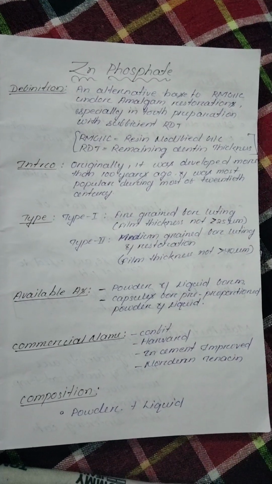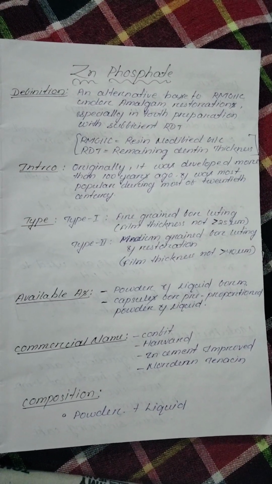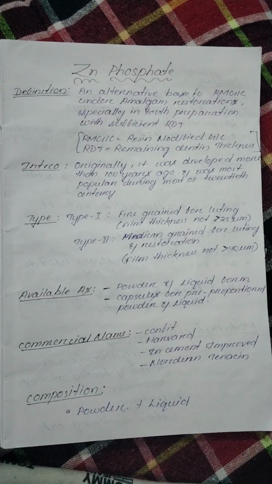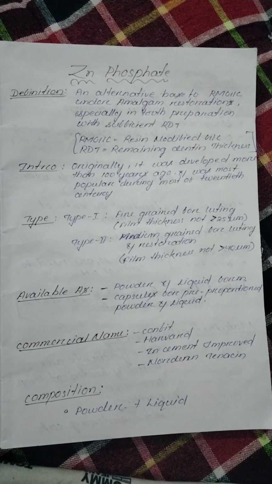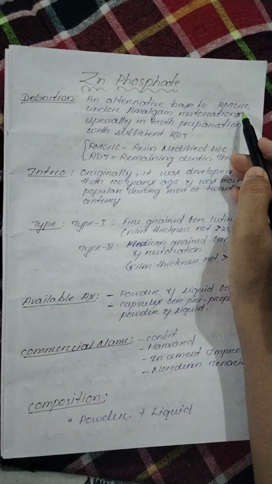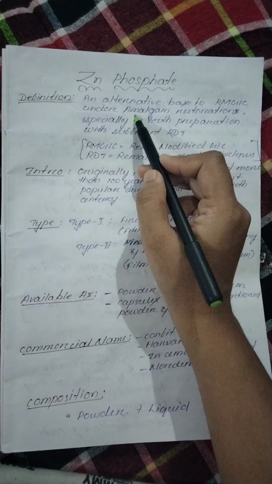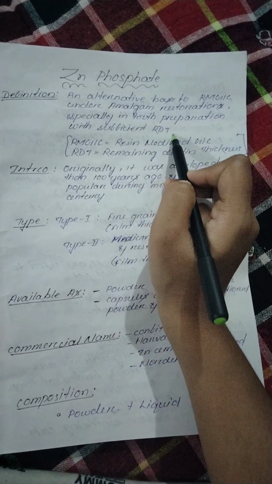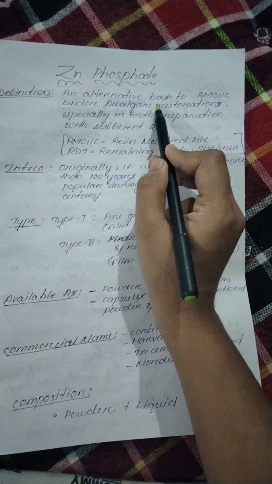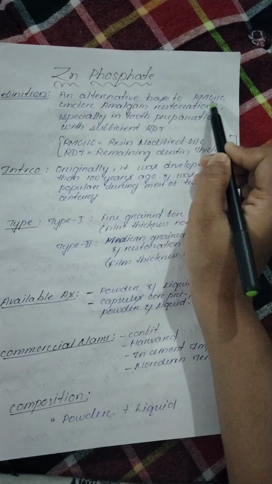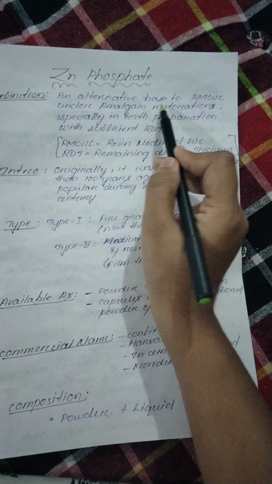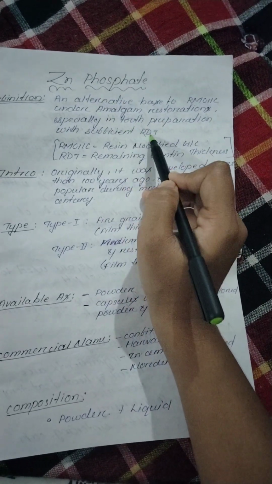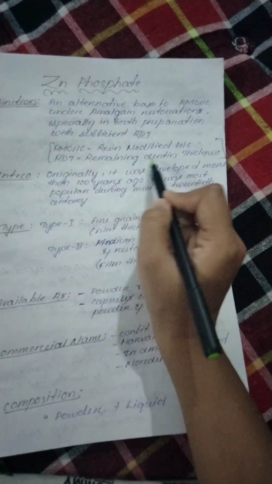Hi guys, now we are going to study about zinc phosphate. First we will see the definition. Zinc phosphate is an alternative base to RMGIC under amalgam restorations, especially in tooth preparation with sufficient RDT, remaining dentin thickness.